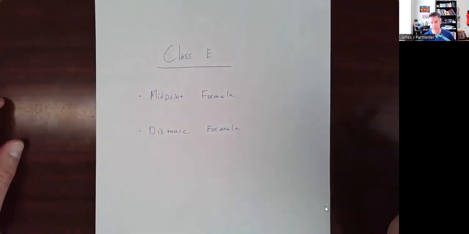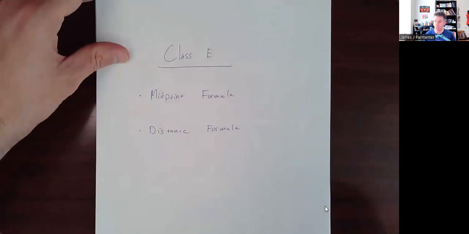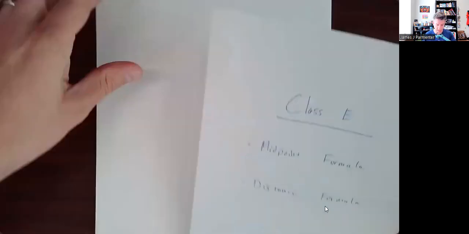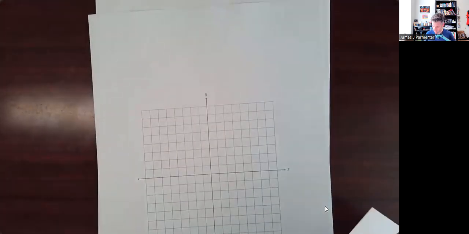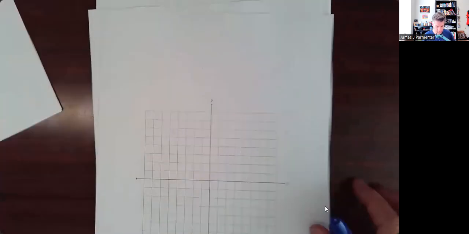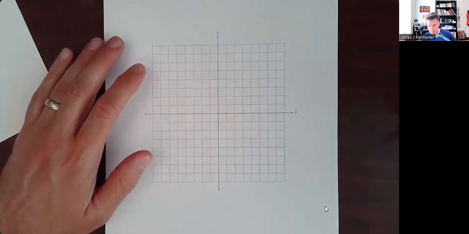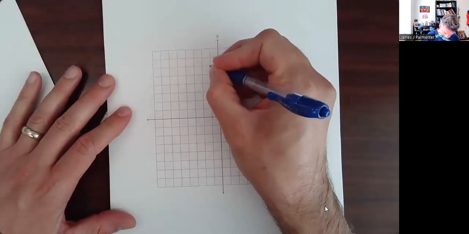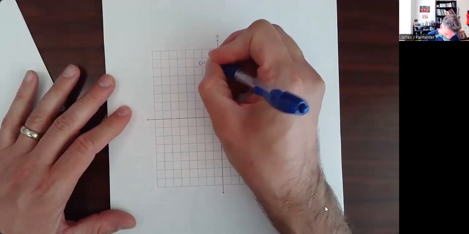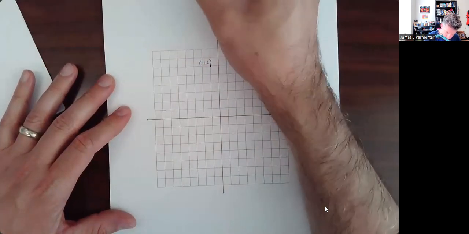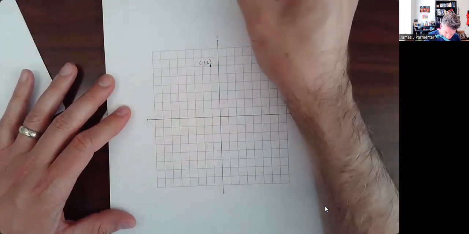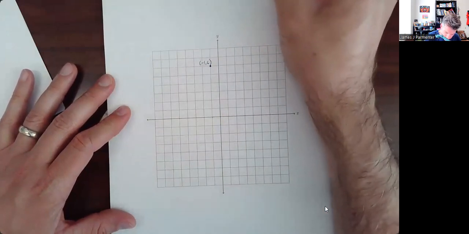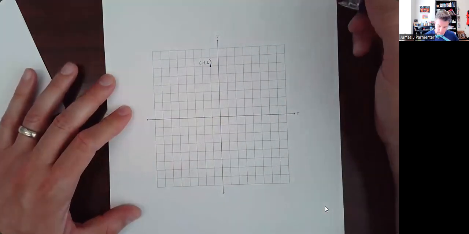So let's get started with the midpoint formula. Let's start with an example, then we'll talk about the general formula, then we'll go back to more examples. Let's say we want to find the midpoint of the points -1, 6 and 7, 2. Let's write this up here too.